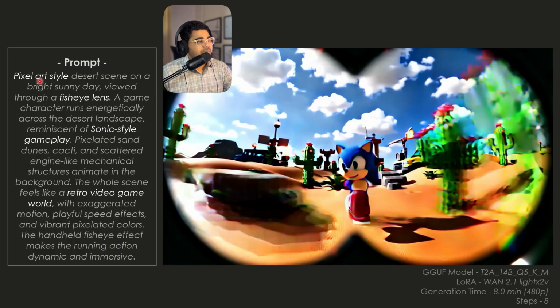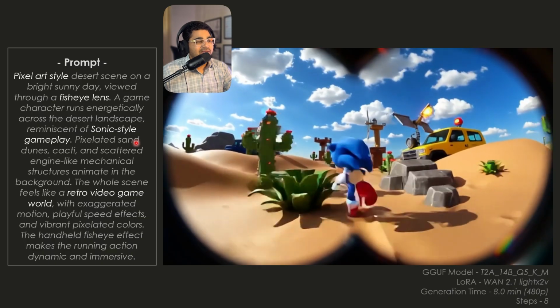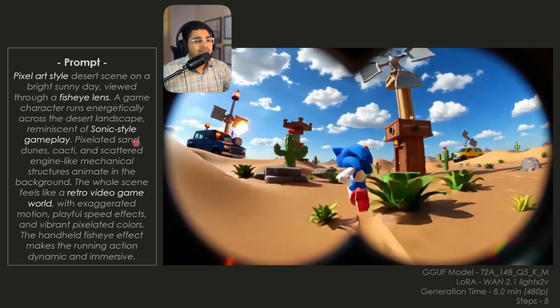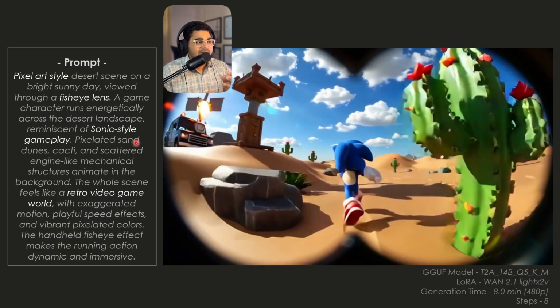And then in the next example, I wanted a pixel art style, fisheye lens, and Sonic video game. I really love playing Sonic. And this is the output that you get. It resembles Sonic, but I would have liked it to be more of a pixel art style, where everything is made of small cubes. It does do a fisheye. You see how warped this cactus is. So somewhere hit and miss.